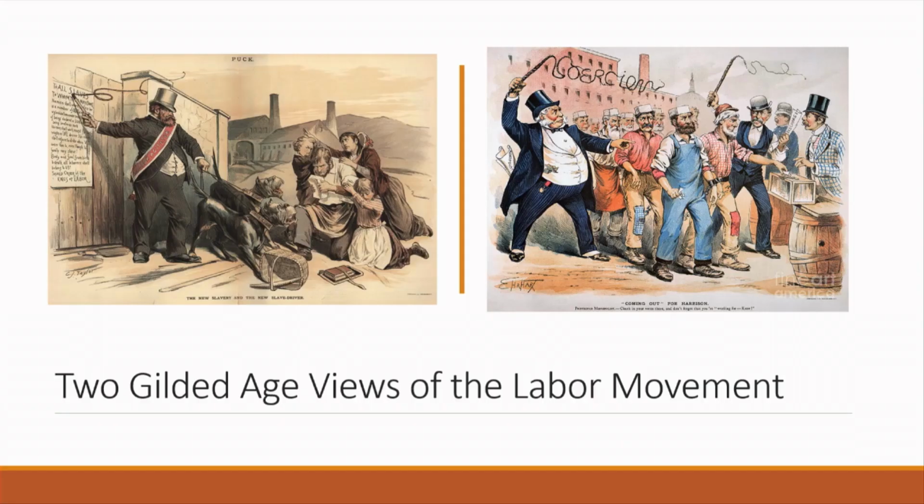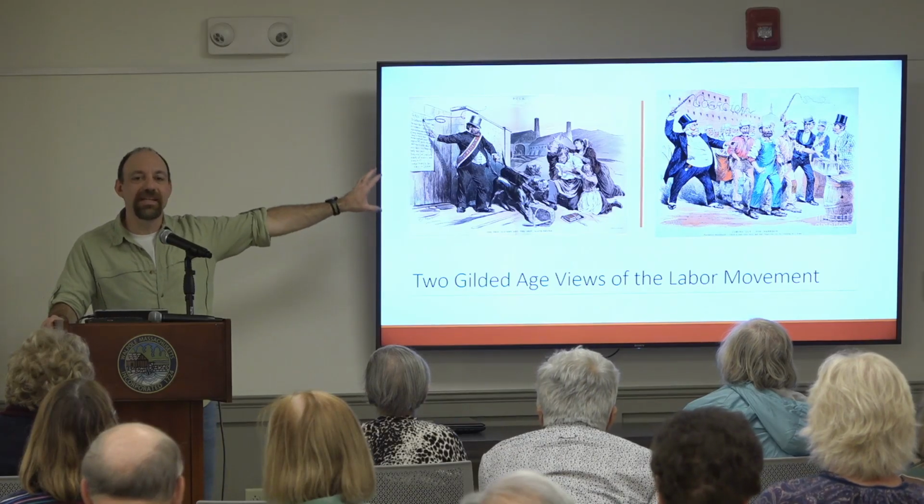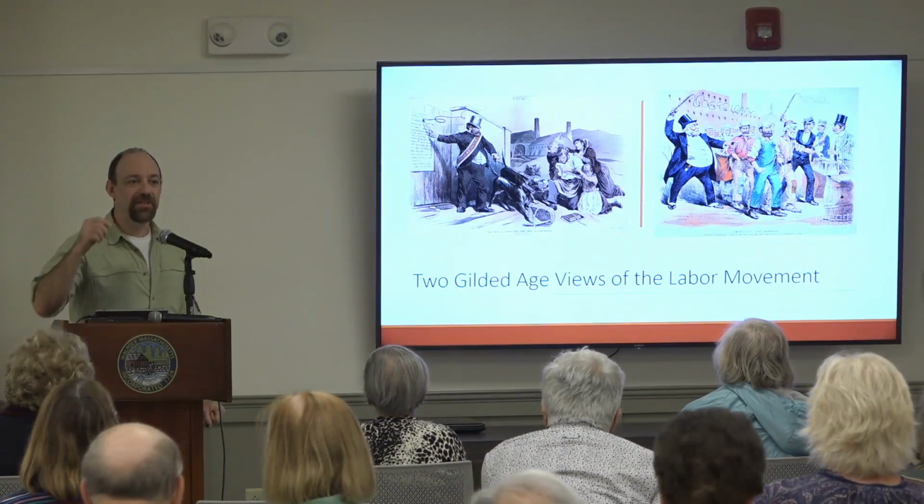Now we can take a look at two views of the social and political situation in the United States at that time. Two cartoons that are pretty similar in how they are depicted. This one here is called The New Slavery and the New Slaveholders. And what you have in this one is the figure of the labor agitator here with the top hat holding the whip, forcing the laborers to essentially vote his way. You're a member of the union. You will vote as the union tells you to vote.